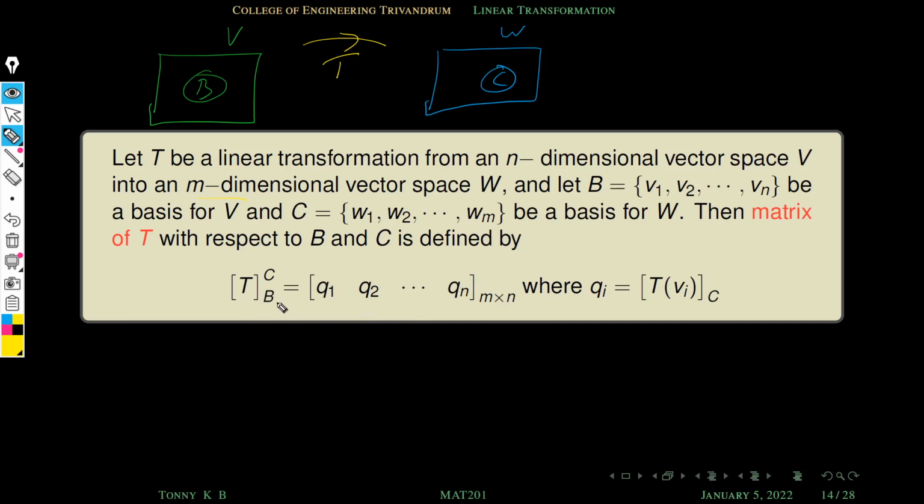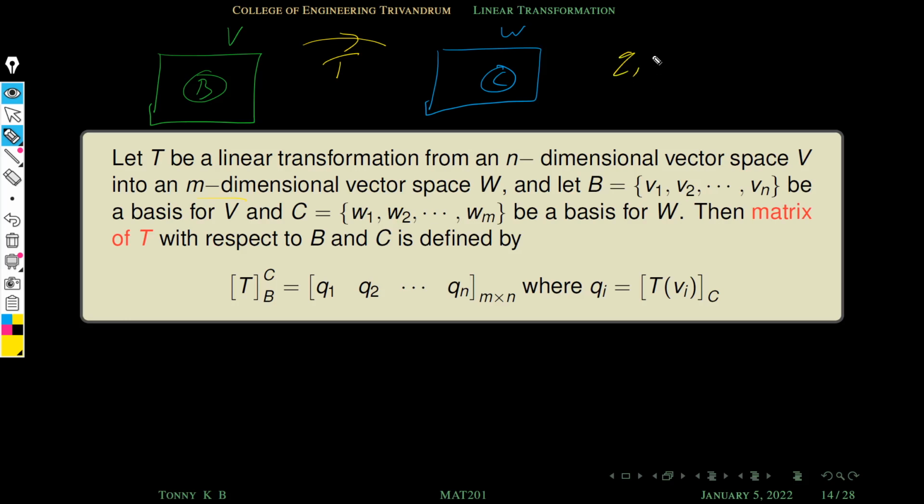The matrix of T with respect to B and C, because this matrix depends on these two bases. That's why we denote it like this: matrix of T with respect to B and C. It is an m by n matrix, and Q1 is the first column of this matrix. Similarly, Q2 represents the second column of the matrix, etc. Qn is the nth column of the matrix. Then how to find Qi? Qi is the coordinate of T of Vi with respect to C.